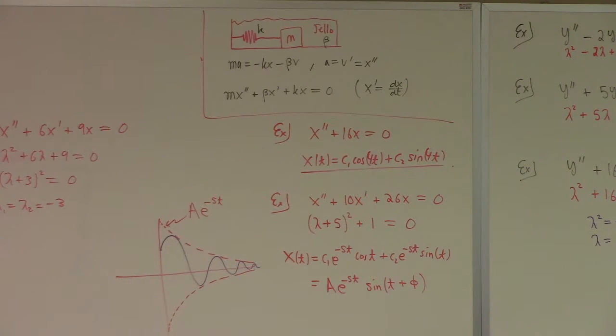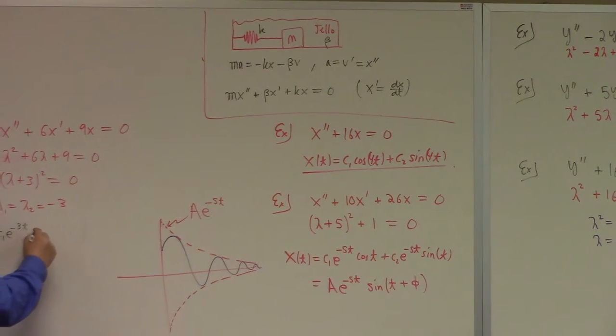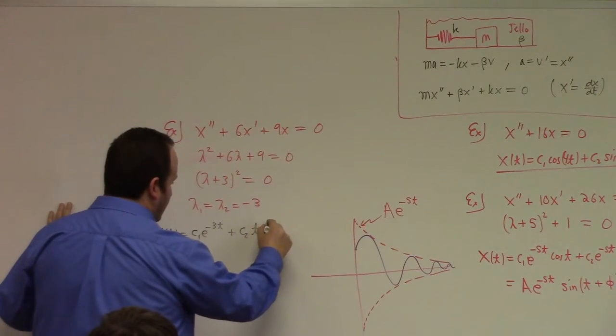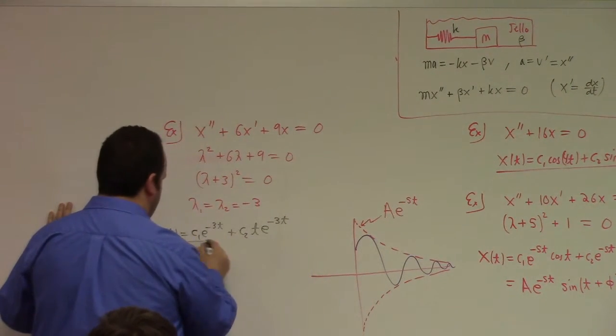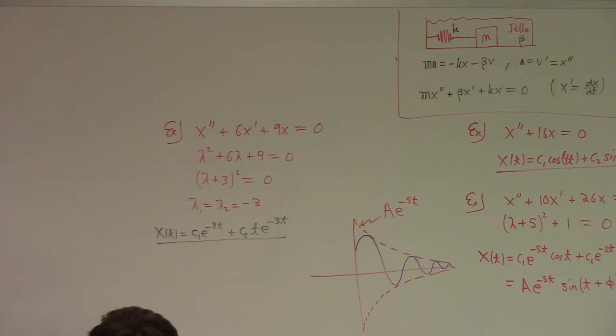So what is my solution in this case? By the recipe over there, c1 e to the minus 3t plus c2 t e to the minus 3t. See, we've changed the meaning of x. Up till this point, x was the independent variable, right? Now I've changed x to be the dependent variable, and t is the independent variable. Everything I said with an x, you can erase the x and put a t in its place, and it's still true, with the understanding that y prime is dy dt.